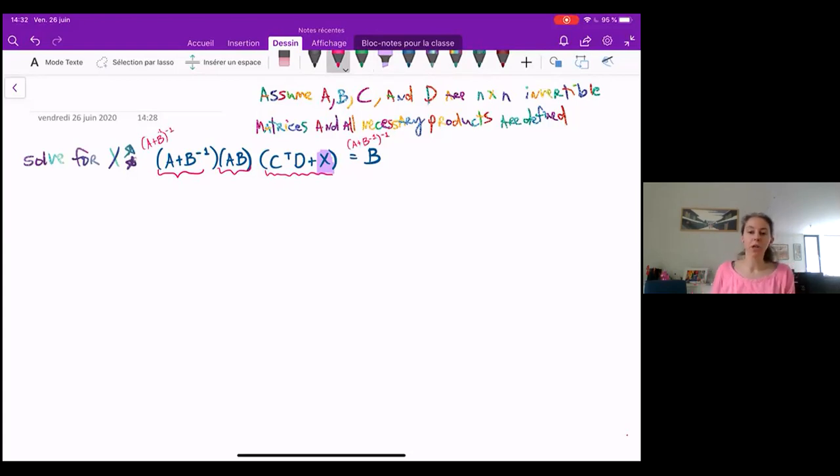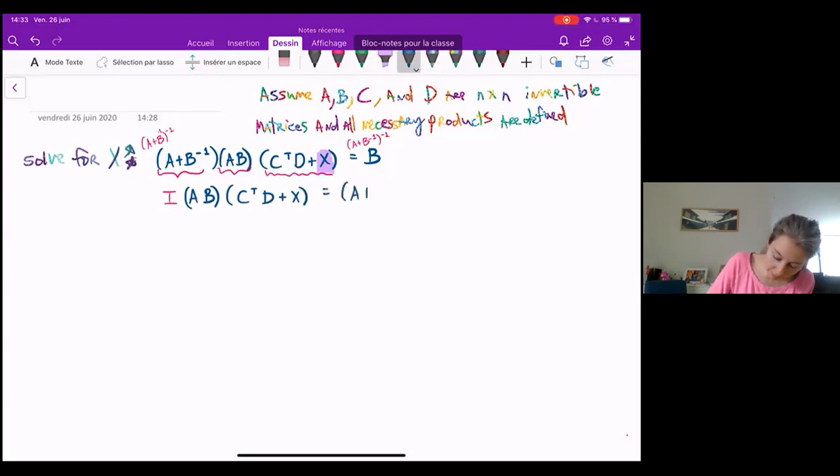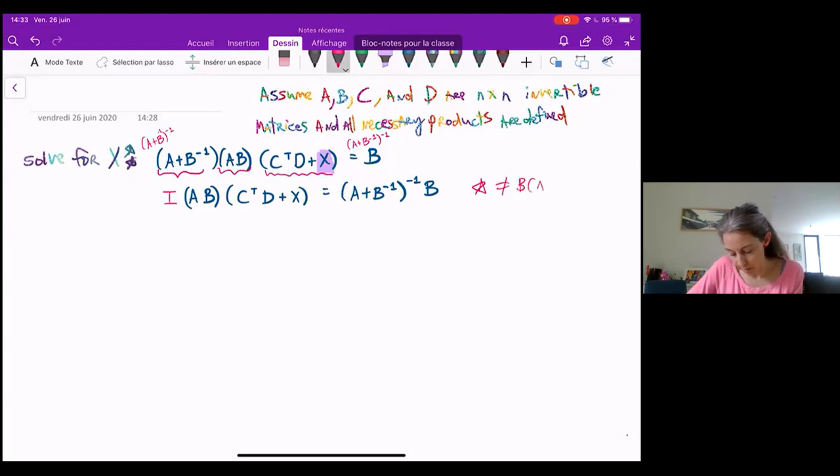That (A plus B) inverse inverse has to stay on the left because it's on the left side of the equation. So over here, I've made I, because a matrix times its inverse is just I, and then I have AB, which we'll put in parentheses. And then I'll have C transpose D plus X is equal to (A plus B) inverse inverse times B. Now be careful, this is not equal to B times (A plus B) inverse inverse. So don't do that.